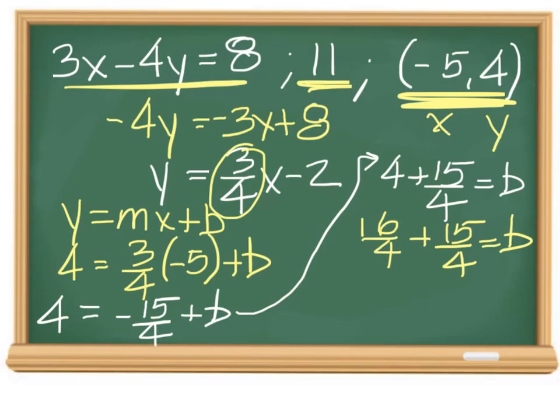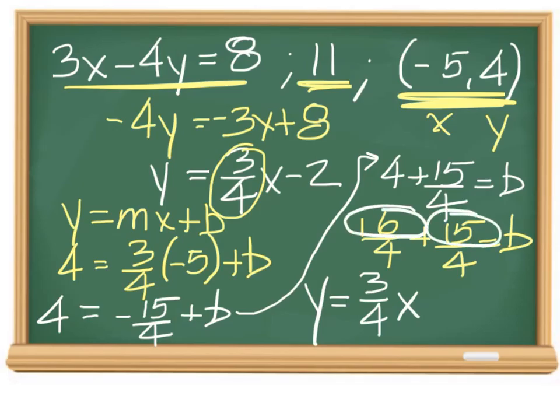I don't have a whole lot of room left, so I'm going to go straight to the equation. Remember, the slope is 3 over 4, and we just found the y-intercept to be 16 plus 15 over 4, which is 31 over 4.